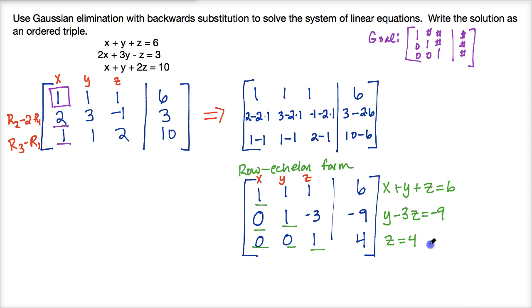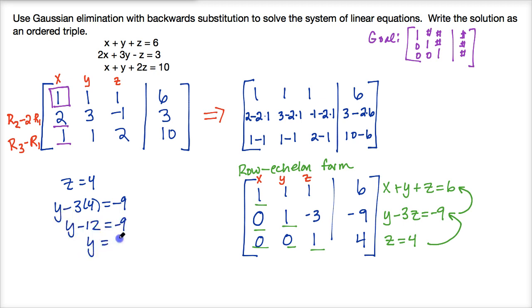I want to take the z equals 4 and plug it in here to find y. Once I know y, I'll take y and z and plug them in here in order to find x. So if z is equal to 4, y minus 3 times 4 is equal to -9. So y minus 12 equals -9, and y is equal to 3.